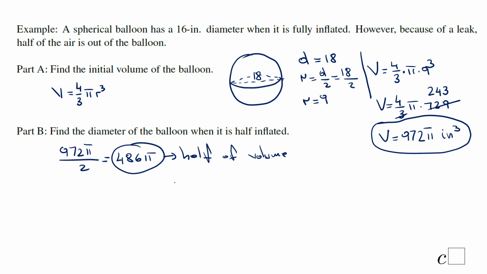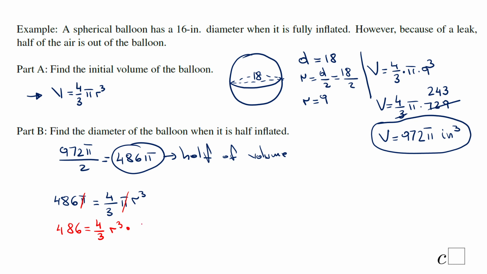Okay, so now we're going to use the same formula we have here, but we're going to use this volume. We have 486 pi equals 4/3 pi r cubed, and we need to find this radius cubed. It's something that we did before in a previous problem. Pi cancels out, and we have 486 equals 4/3 r cubed.